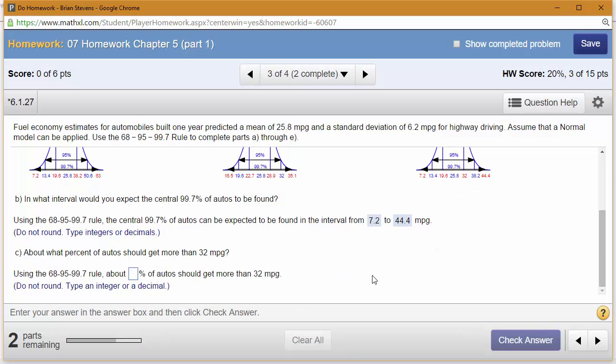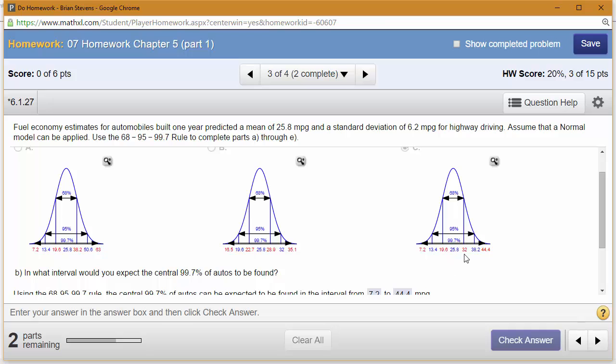What percent of autos should get more than 32 miles per gallon? And I have a trick for this. So right here is 32. In between, and I do this with my hands sometimes, I hold it in between my hands. In between here is 68. What is total outside? Total outside of 68 is 32. It must add up to 100.